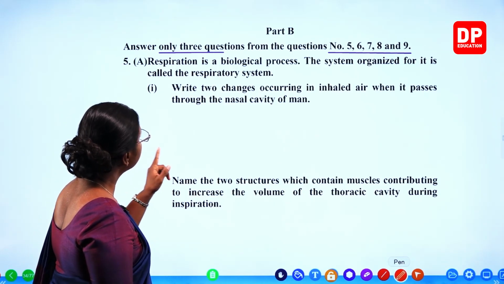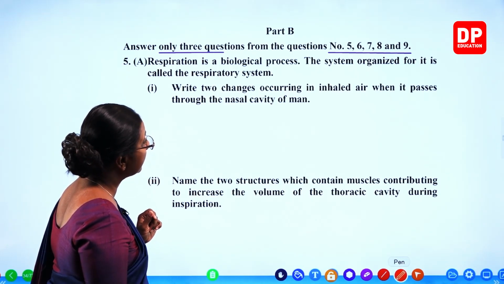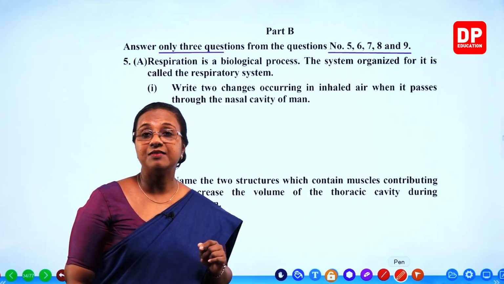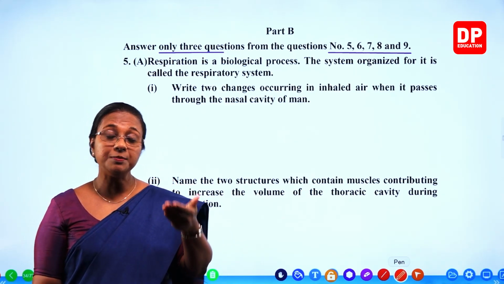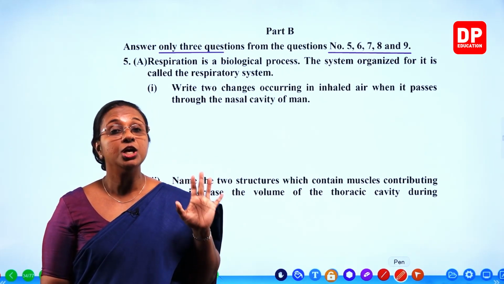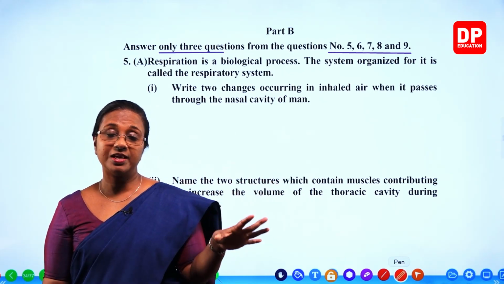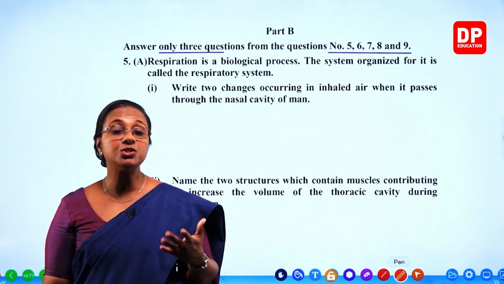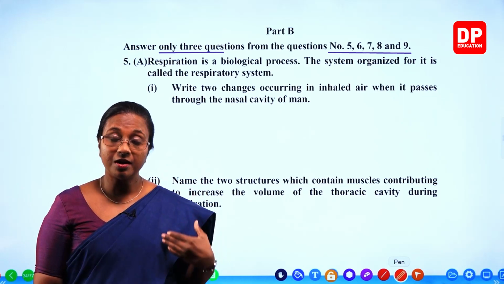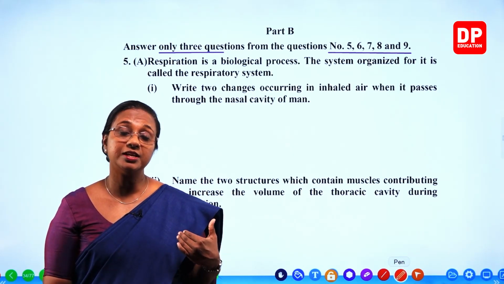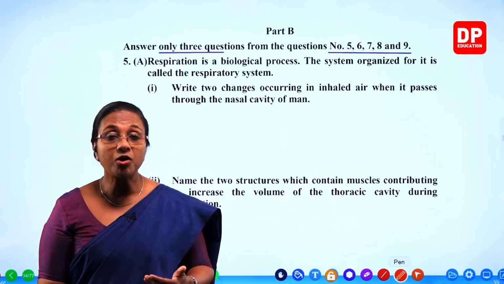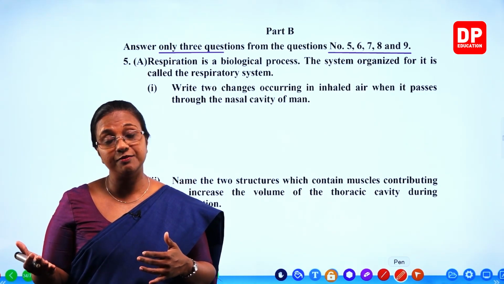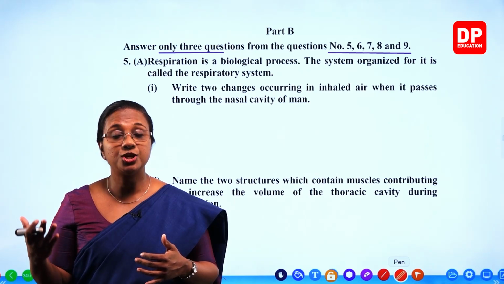First one, write 2 changes occurring in inhaled air when it passes through the nasal cavity of man. Now, when it passes through the nasal cavity, you all know students, normally the atmospheric air does have a certain amount of humidity, but that is not enough for the proper transport of air into the respiratory system. So, because of that, within the nasal cavity, the air is humidified. Humidification of air.